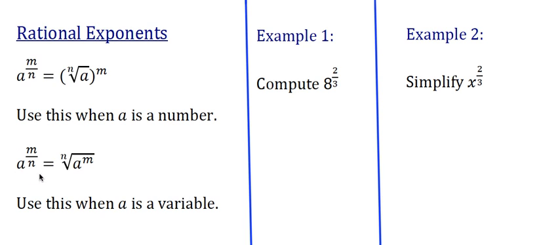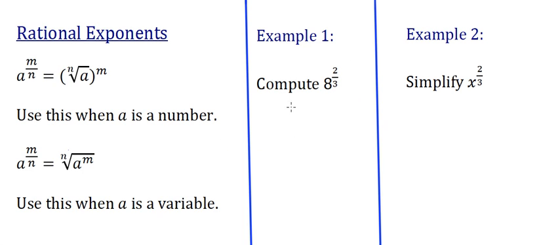Now, what to do when a is not a number, but some variable such as x, y, z, in general any letter of the English alphabet. So if your base is a variable, follow this. A raised to m over n is equal to the nth root of a raised to m. No parentheses, right? No parentheses. So I'll explain these two cases to you via these two examples.